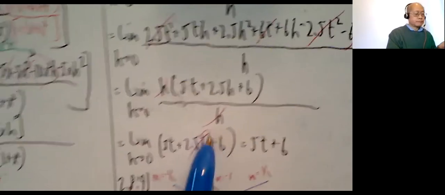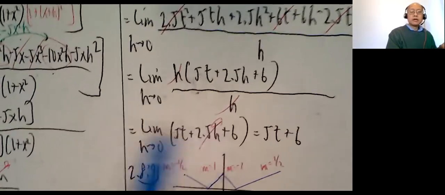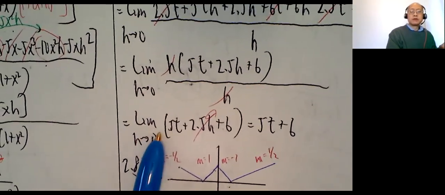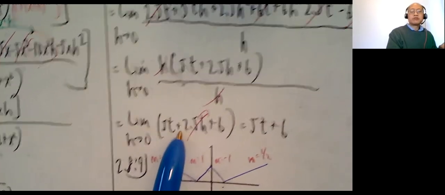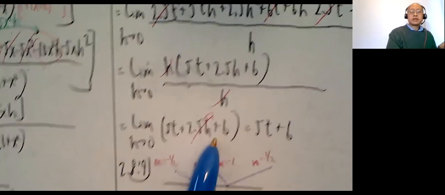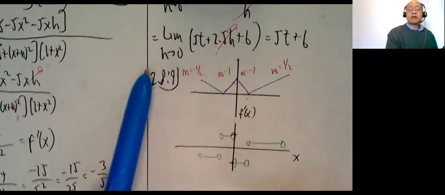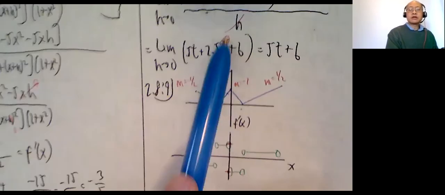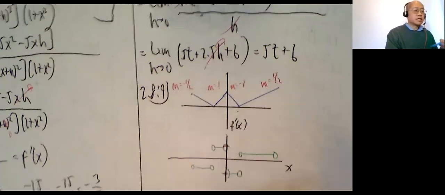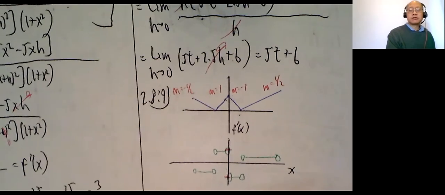Cancel these out. Limit as h approaches 0 of 5t plus 2.5h plus 6. Okay, again, keep writing limit h approaches 0 until you're ready to plug in. Now I'm ready to plug in, put a 0 there, that's gone. So 5t plus 6 is my derivative function.